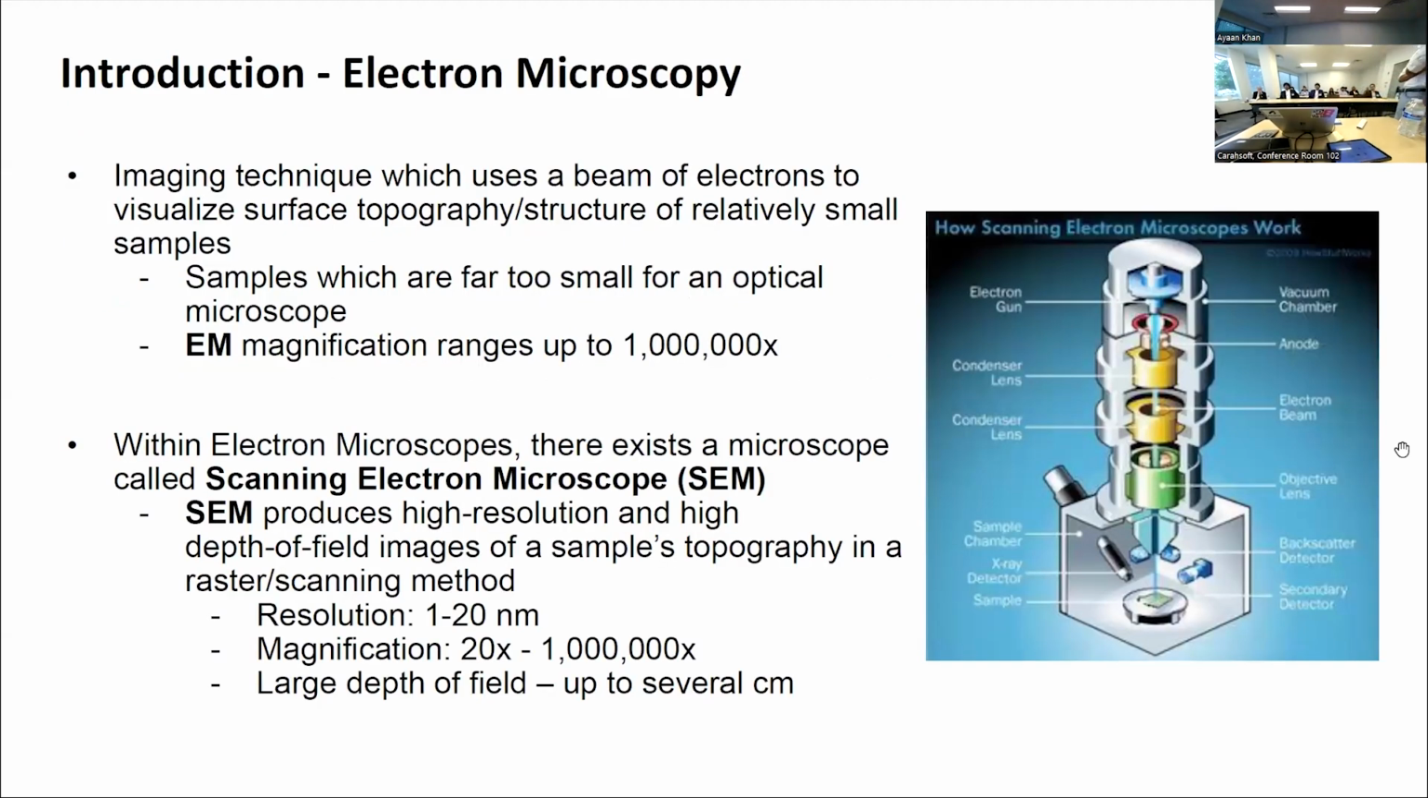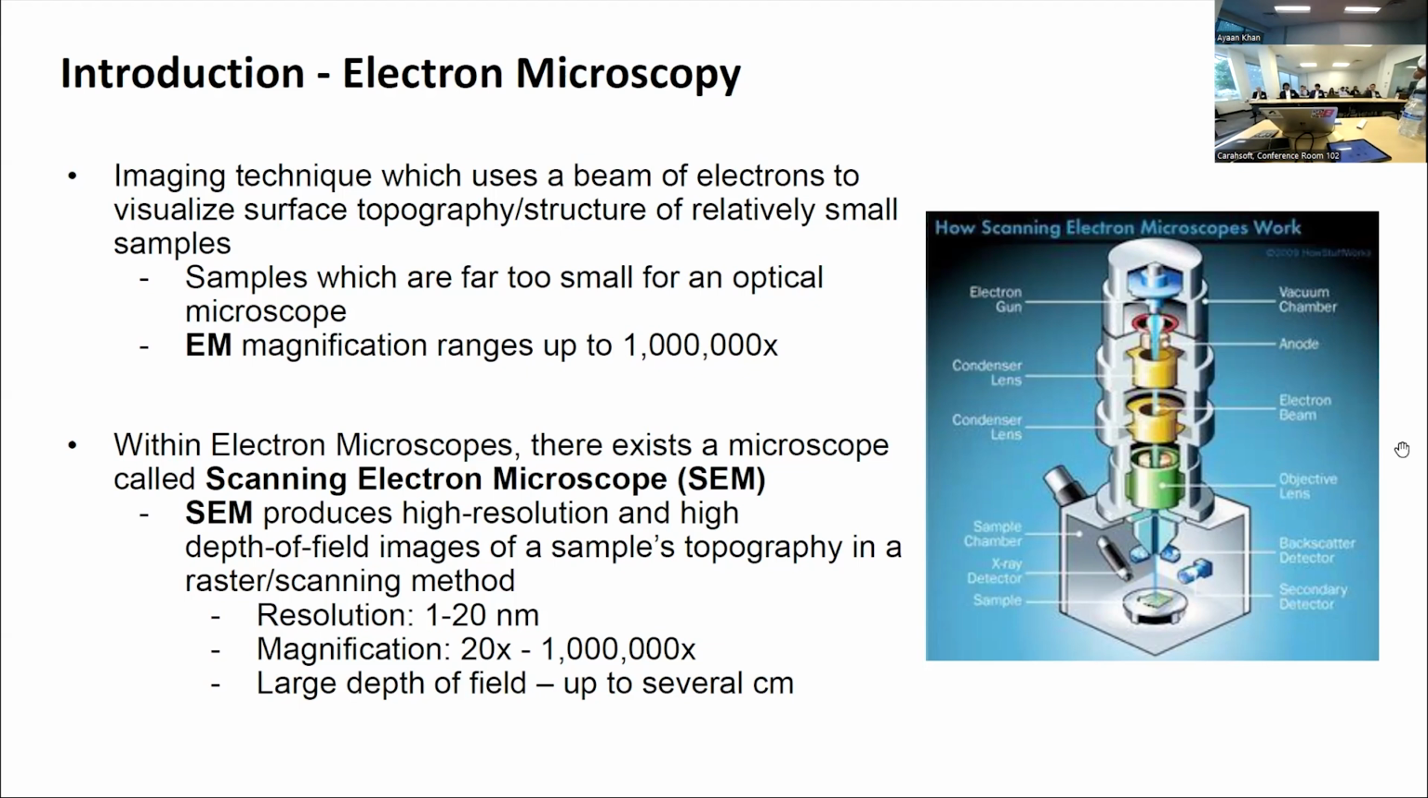So before I start talking on automation in scanning electron microscopy, I think I have to give a little background on what exactly electron microscopy is. Electron microscopy, or EM for short, is an imaging technique which uses a beam of electrons to visualize the surface topography and structure of relatively small samples which are far too small for a regular optical microscope, like the microscopes you find in your school science lab.